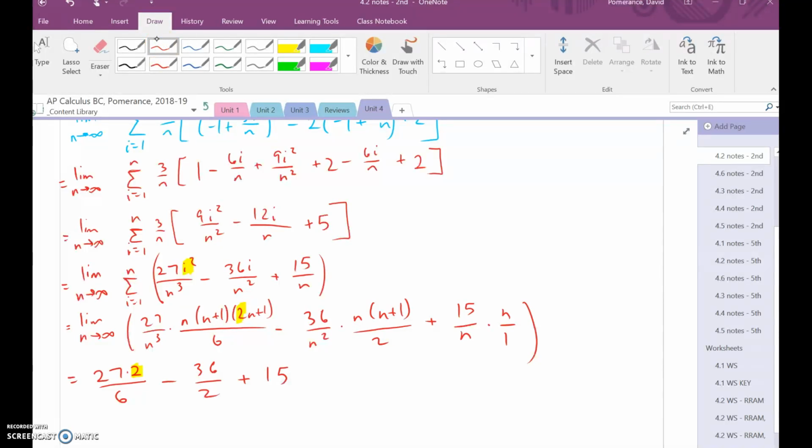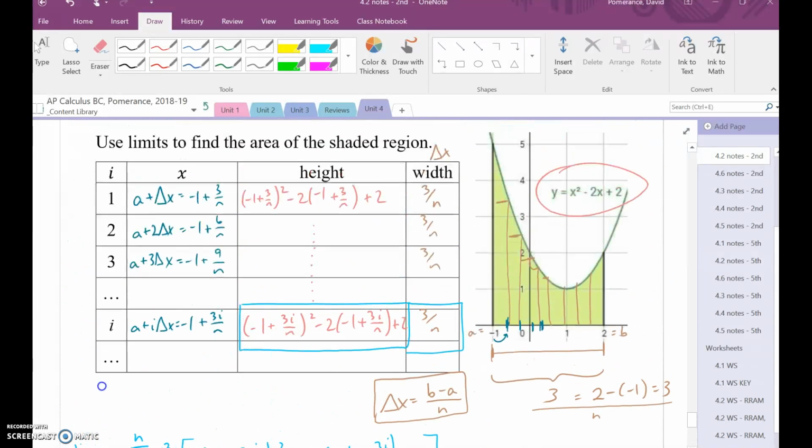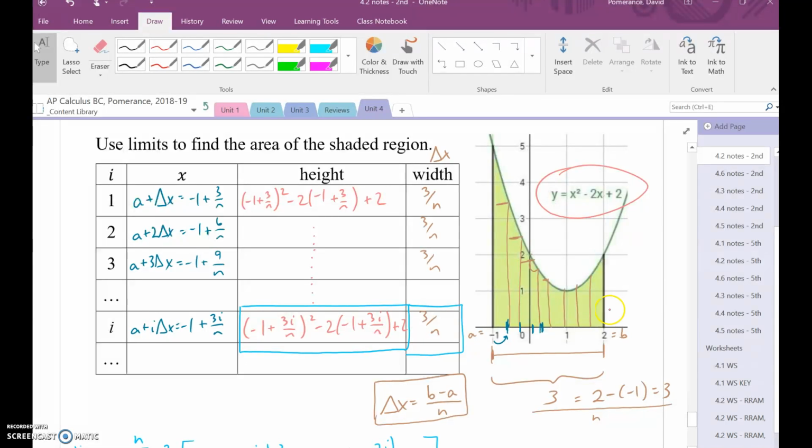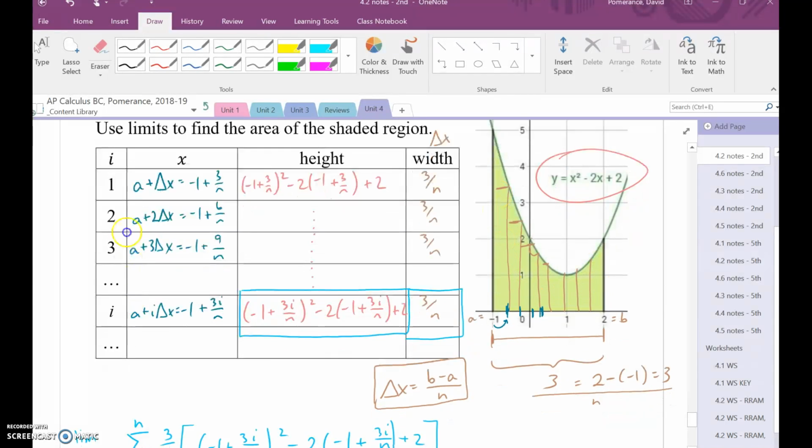So when we work this out, we get, let's see, well, these reduce. The 2 over 6 reduces to 1 over 3. So the 27 over 3 is 9. And 36 over 2 is minus 18. Then we get a plus 15. And when we work that out, we get negative 3 plus 15, which is 12. Which, no, that's not right. It's 9 minus 3. So it'll be 6, which is the final answer, which represents, again, the area bounded by the curve and those two vertical lines. The shaded region, this green shaded region, has an area of 6.